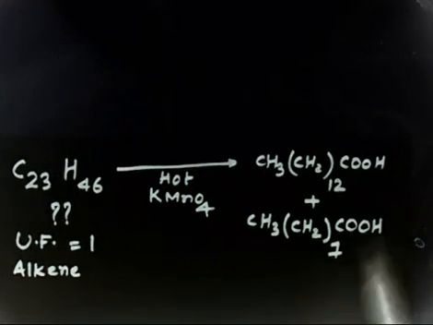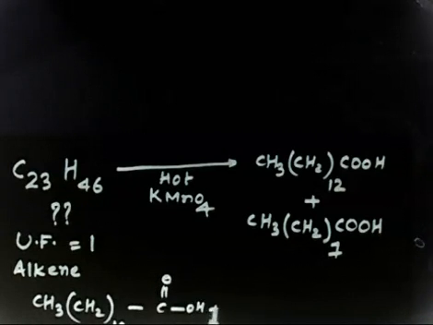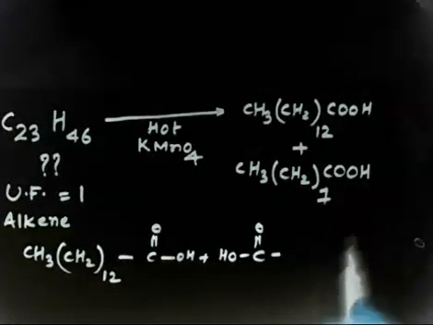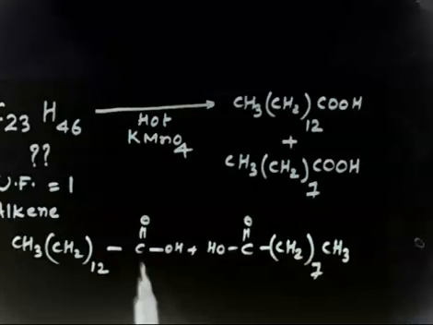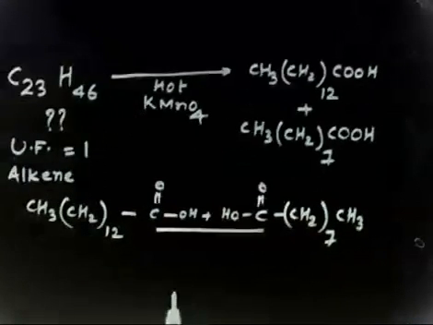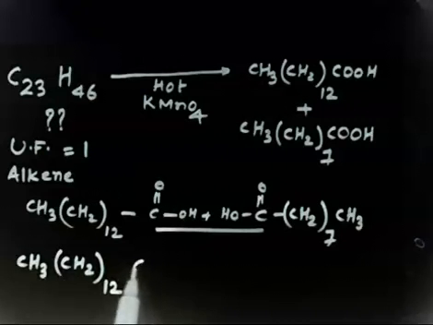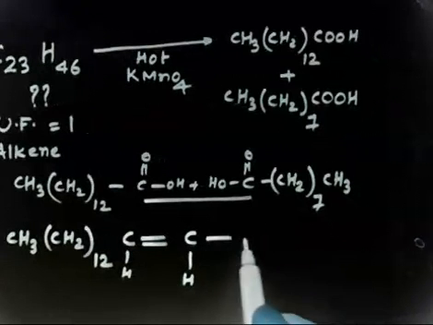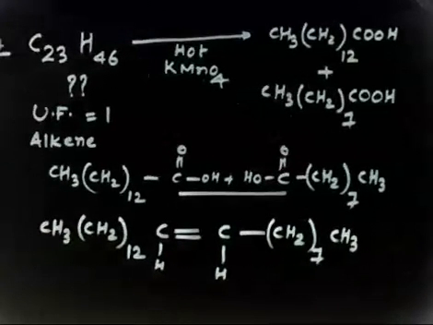Have you done? Yeah. So what you have to do is just add these two things. CH3 (CH2)12, this side you have COOH, plus, if I write this molecule from this side, I have COOH (CH2)7 CH3. So this is my molecule. Between these two I have to make a double bond. So simply the structure will be CH3 (CH2)12 CH, let us put a double bond here, CH (CH2)7 CH3. So this is my compound. Are you getting or not?